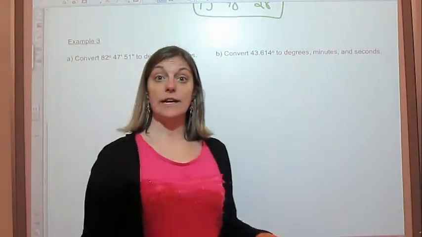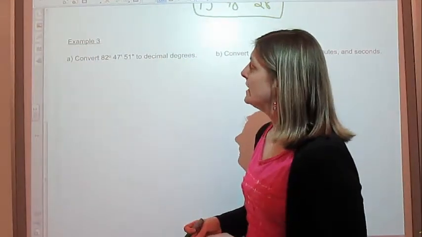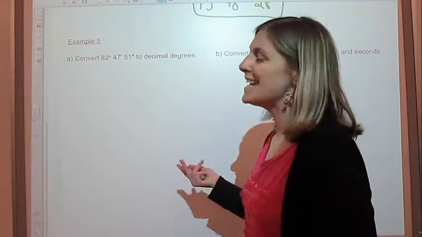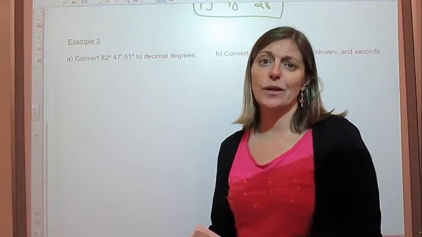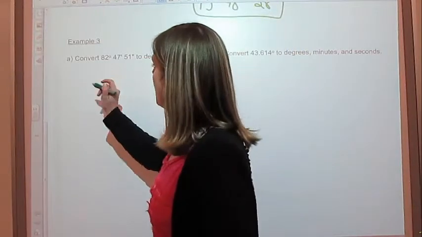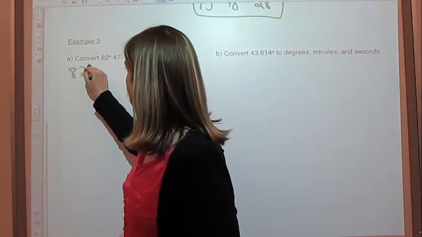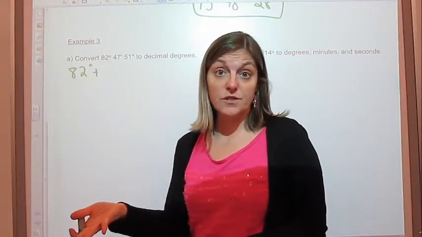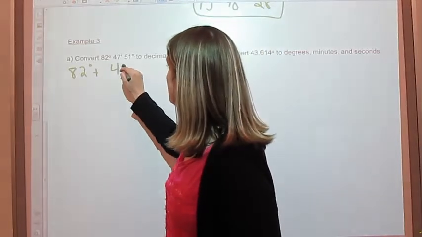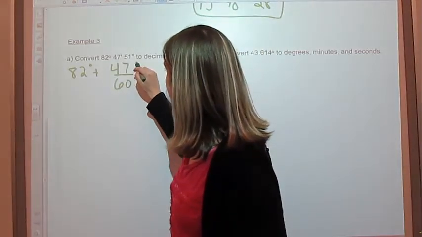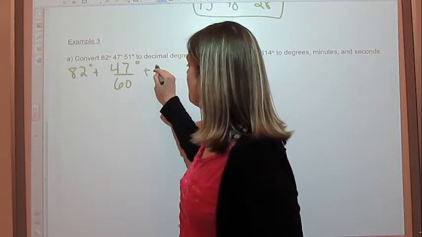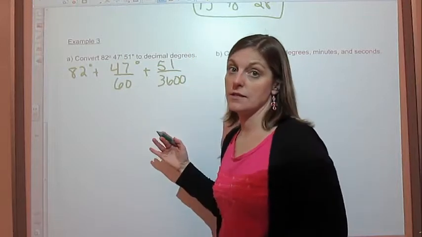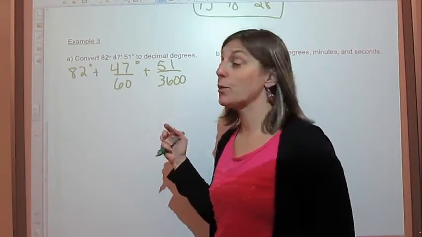All right, now let's take a look at example 3. Convert 82 degrees, 47 minutes, and 51 seconds to decimal degrees. So this is really easy because you're just plugging it into the calculator. All right, so the 82 degrees can stay the way it is. But the 47 minutes, in order to convert that to degrees, you just divide by 60 because there are 60 minutes in 1 degree. And then the 51, remember we divide by 3,600 because there are 3,600 seconds in 1 degree.